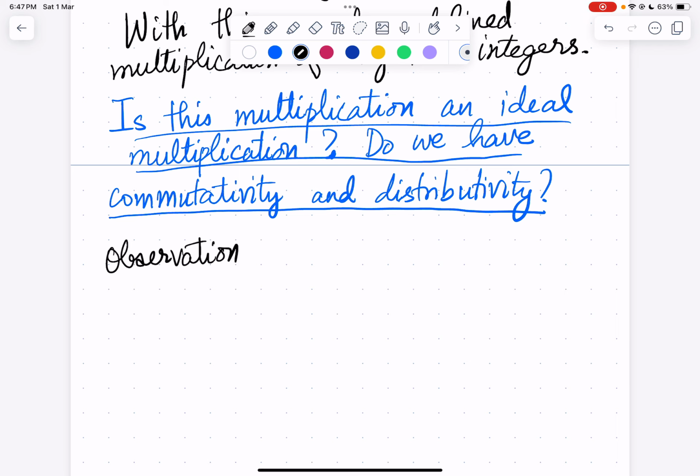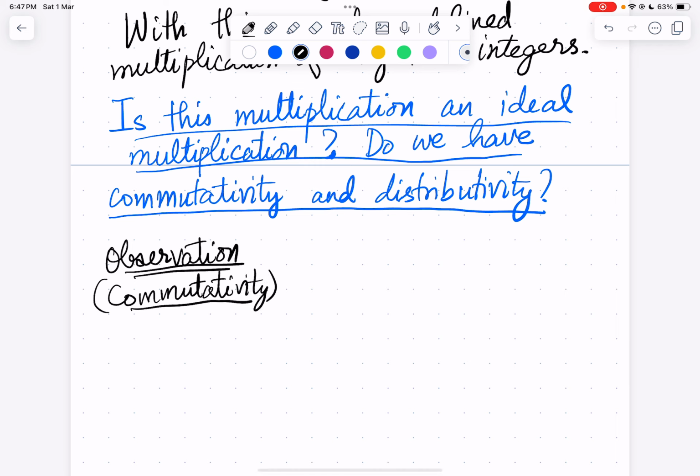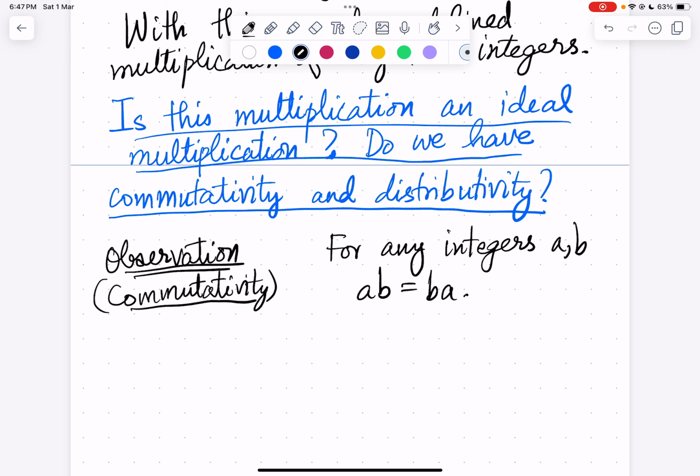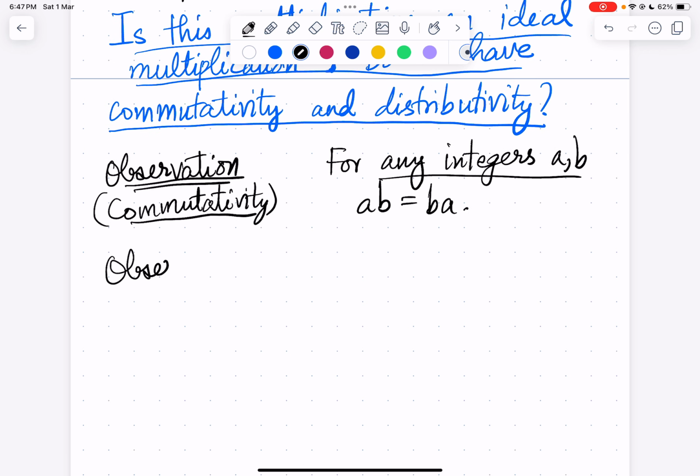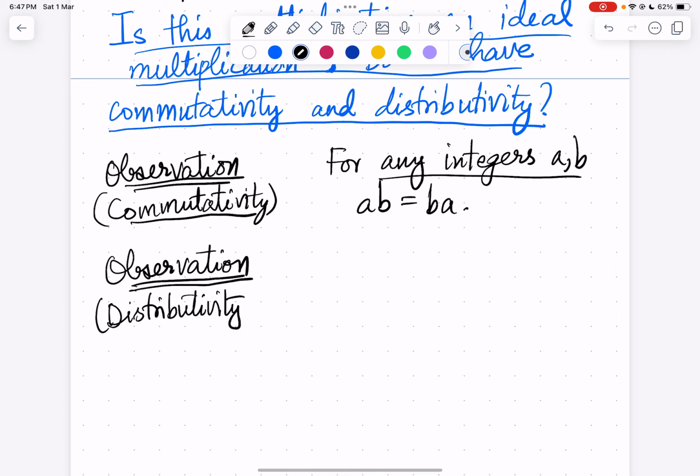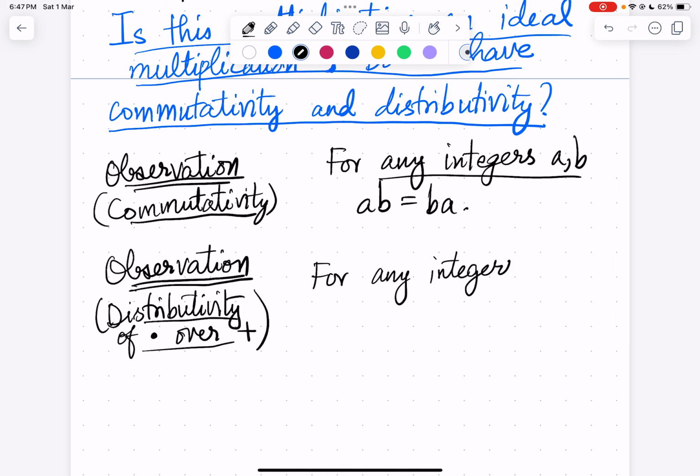Observation, commutativity. So now we can make statements for any integers. For any integers a, b, we have a times b is b times a. Previously we made the commutativity statement for multiplication of two natural numbers. Now we are making it for arbitrary integers. Distributivity of multiplication over addition: for any integers a, b, c, a times (b plus c) is a times b plus a times c.